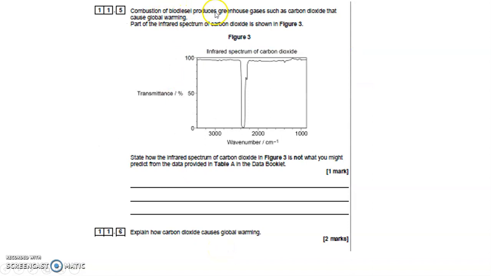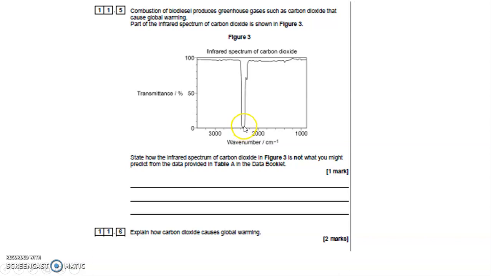Combustion of a biodiesel produces greenhouse gases such as carbon dioxide that causes global warming. Part of the infrared spectrum of the carbon dioxide is shown below. State how the infrared spectrum of carbon dioxide in Figure 3 is not what you might expect from the data provided in Table A of the data booklet.